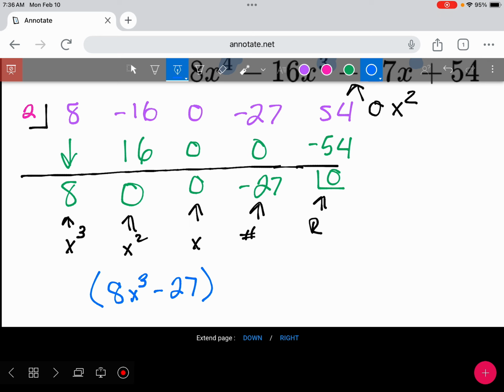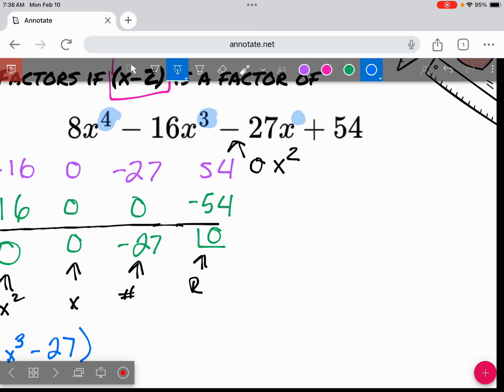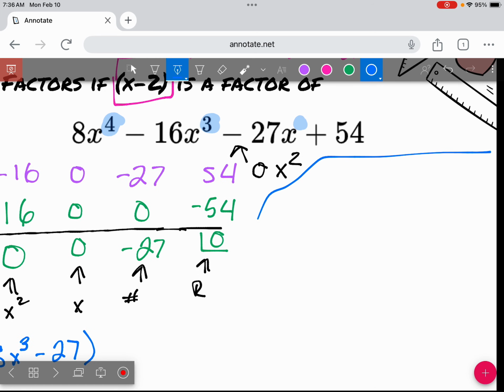Is there anything else we can do to find more factors on this thing? I've got my 8x cubed minus 27. This one's not going to be super boxable. I'm just going to write it up at the top so it's not quite so at the very bottom. 8x cubed minus 27. Looking at this, we see a cube here, so we should be super cautious about it. Yeah, this is using one of our special patterns, that sum or difference of cubes.